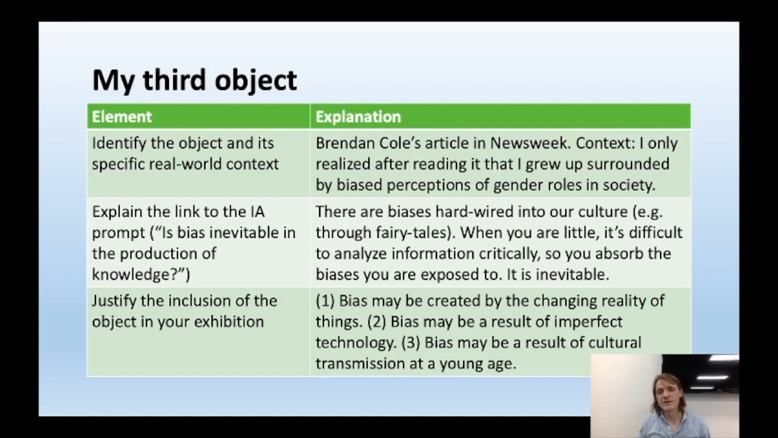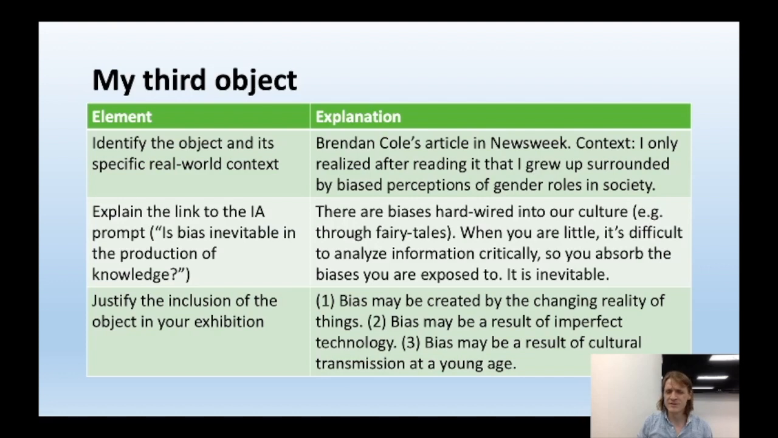Well, again, looking back at my first two objects, my first object sent the message that bias may be created by the changing reality of things, like the naturally reducing weight of the big K. My second object seems to have sent the message that bias may be a result of imperfect technology. And while my third object seems to be sending the message that bias may be a result of cultural transmission at a very young age.